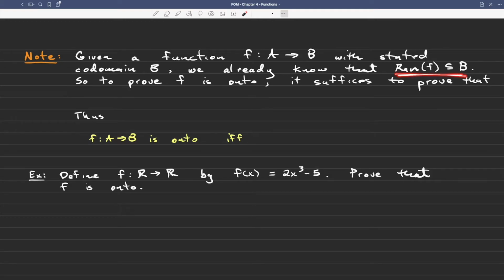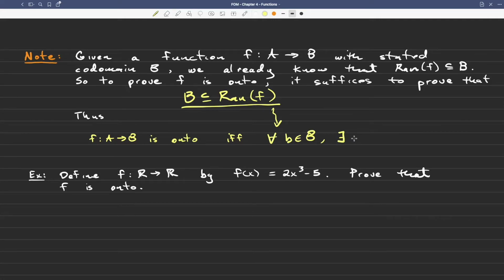So since we already know that the range of f is a subset of B, if we want to prove onto, we just need to prove the reverse containment. In other words, we need to show that B is a subset of the range of f. And if you think about what B being a subset of the range of f means, that means that for every element in B, there exists an a in the set big A, such that if we did it in ordered pair notation, it'd be (a, b) is in f. But since we're talking about a function here, we usually use the function notation. And so instead of writing (a, b) is in f, we would say f(a) = b for what it means to be in the range.